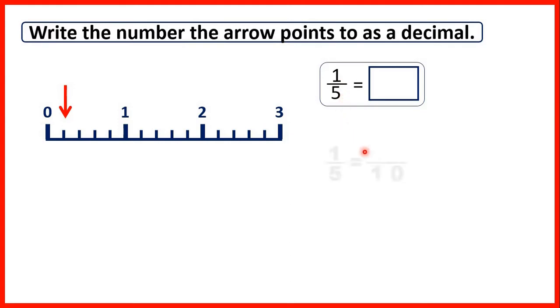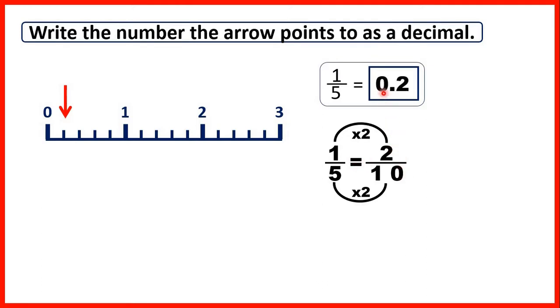Well, remember, decimal place values are tenths or hundredths. 5 times 2 is 10, and 1 times 2 is 2. So, because we know that 1/5 is equivalent or the same size as 2/10ths, we know that that's 0.2 as a decimal, because the first digit after the decimal point is the tenths digit. It's the tenths place value. So here, because the arrow is pointing to 1/5, as a decimal, we write that as 0.2.